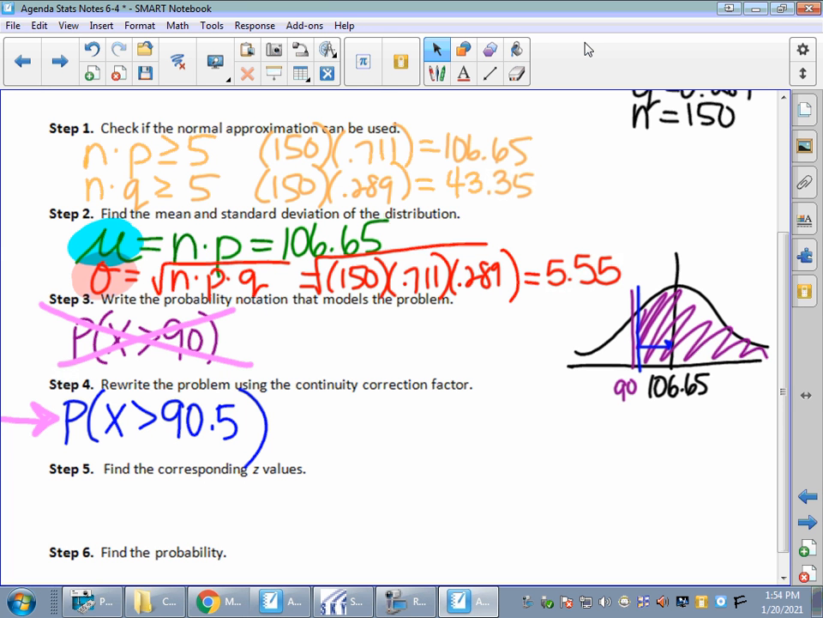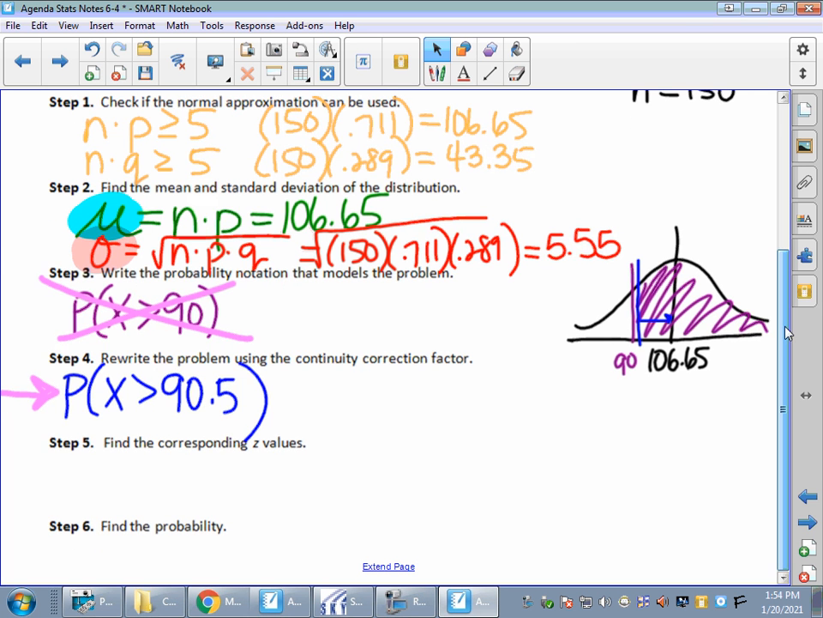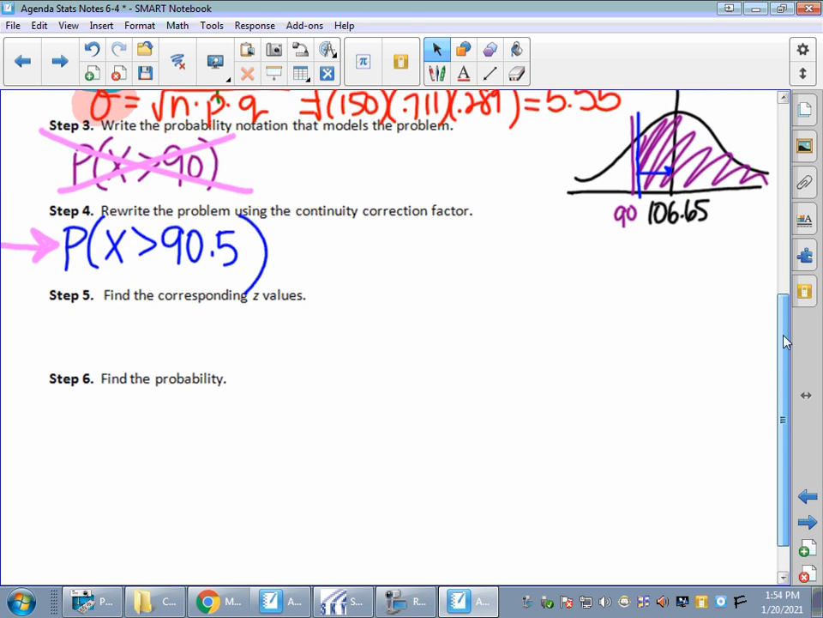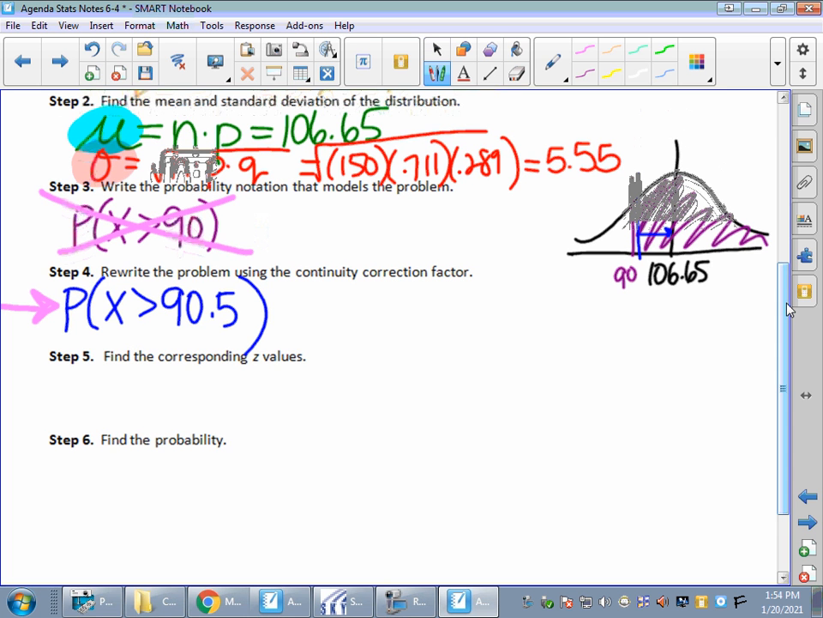All right, so now let's do some work. So it says we need to find our z values. We have everything here that we need. We actually calculated them this time instead of just being given them. So let's see. Z is equal to x minus mu all over standard deviation. So we're going to use this 90.5, right? That's our value. Minus mu we found was 106.65. Divide that by our standard deviation, 5.55. And when we calculate that out, I believe that's going to be negative 2.91?